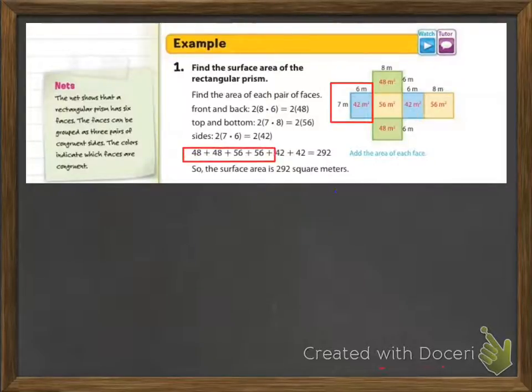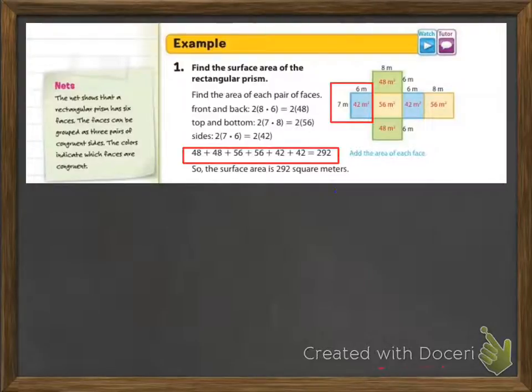So now everybody look at this part right here where I've got my box that I just drew around the numbers. 48 plus 48. Those are my 2 green parts. 56 plus 56. Those are my beigey parts. And then my 42 plus my 42, that is my blue part. What this example is wanting you to see is that there are 6 sides, so 6 pieces to this box, so therefore there are 6 numbers.